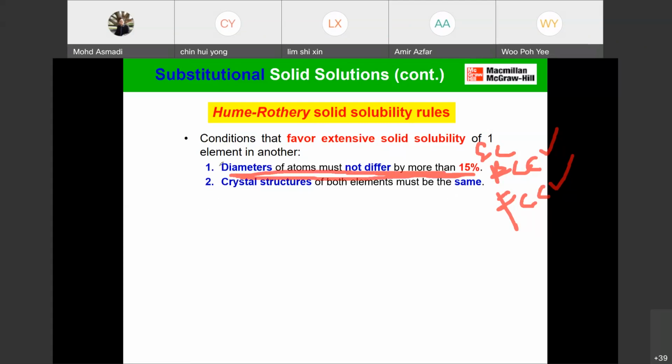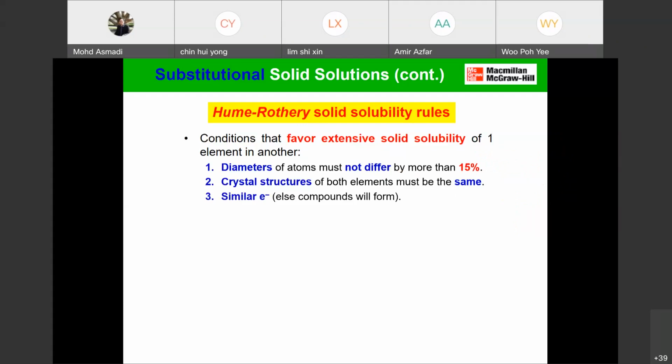Then the third one is similar electronegativity, meaning the electronegativity difference is not really large. Later we will calculate this, how to get the difference in electronegativity. A lower difference in electronegativity is much better. If it is 0, it is best.